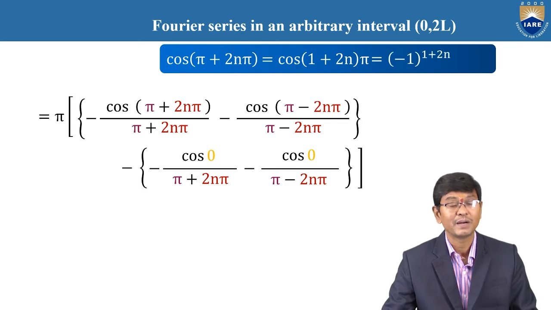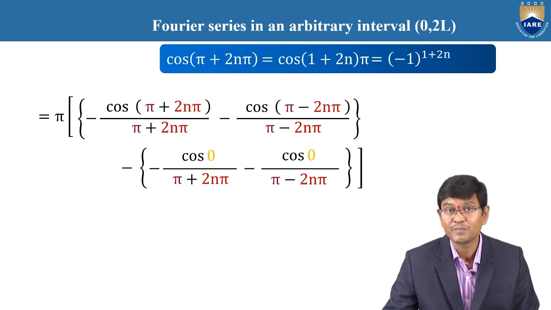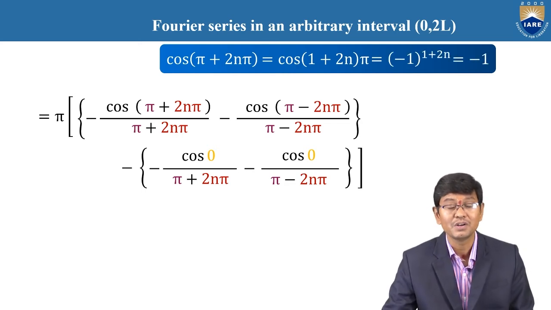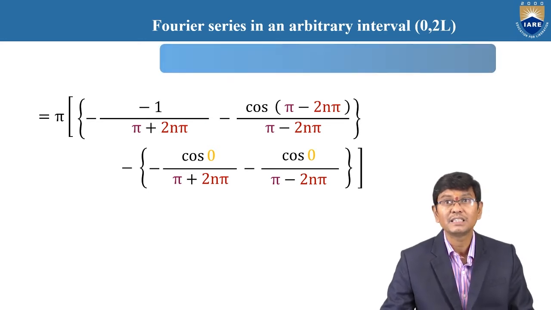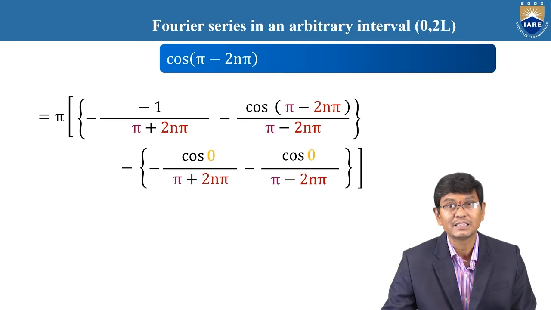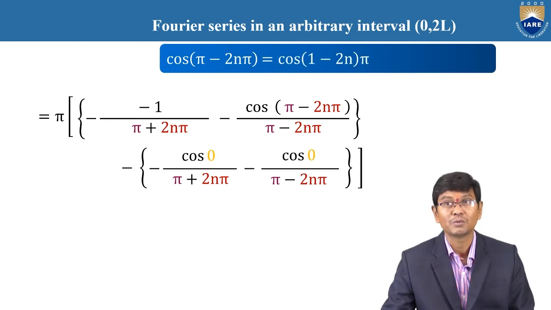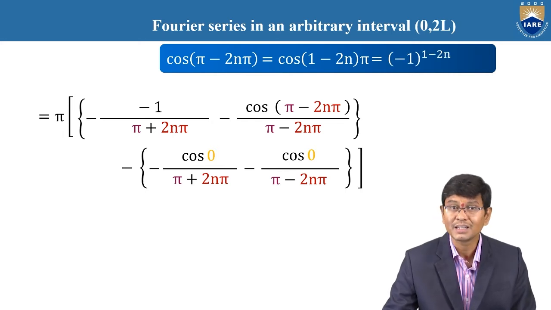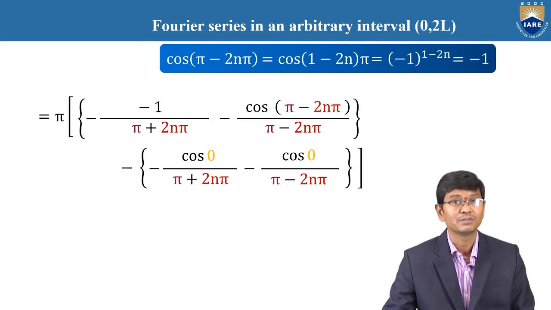The value is equal to (-1) raised to the power 1 plus 2n. Therefore, for all values of n it is equal to -1. And similarly, replacing that, cos of (π plus 2nπ) is nothing but cos of (1 minus 2n) into π. And here also it is (-1) to the power 1 minus 2n, and here also the value is equal to -1.